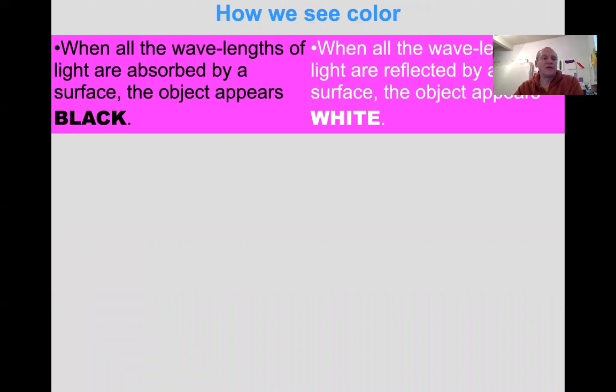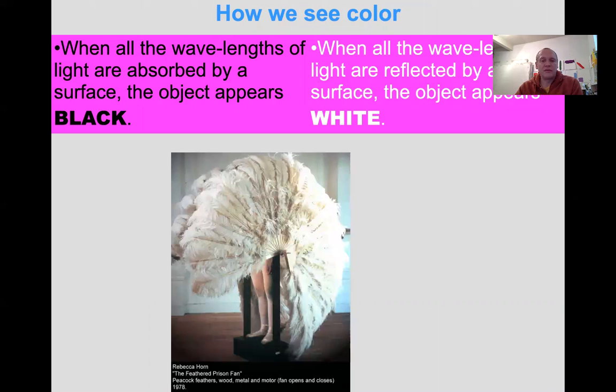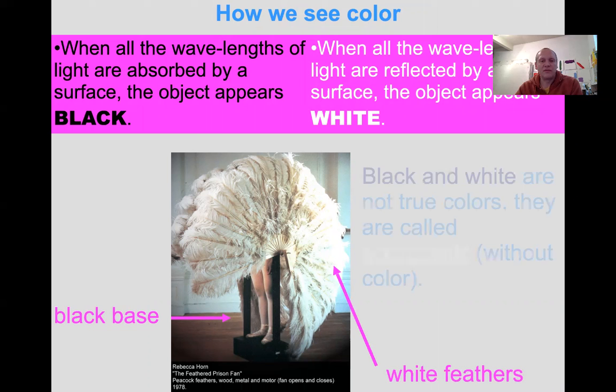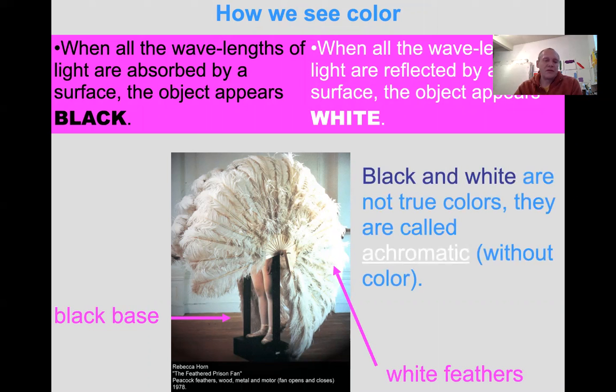When all the wavelengths of light are absorbed by a surface, the object appears black. When everything's bounced back to our eyes, it appears white. Black base, white feathers. And we most often say that black and white are not truly colors. They're called achromatic, or without colors. And that is because they're either all reflected or all absorbed.